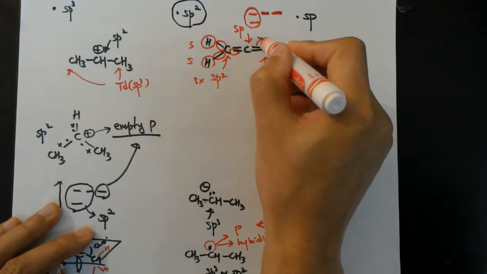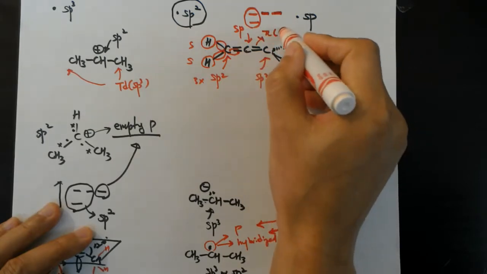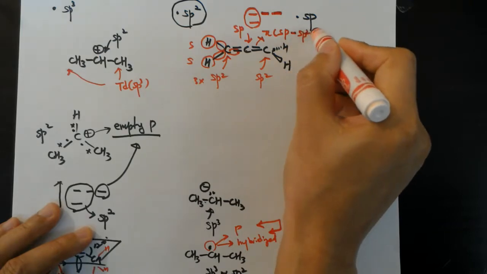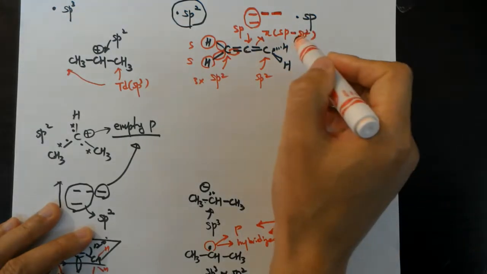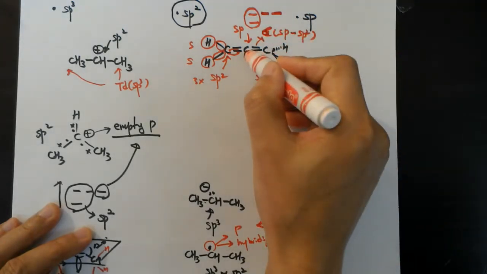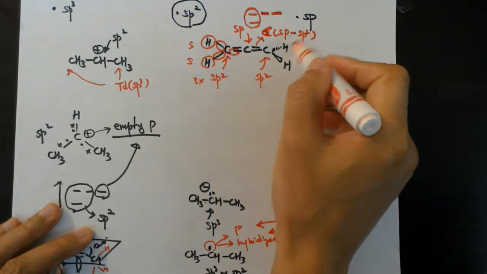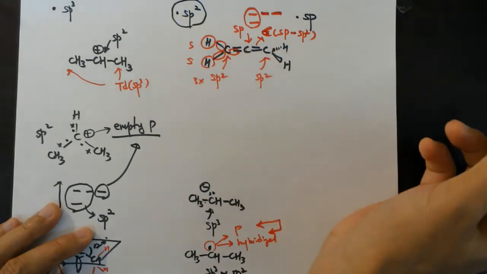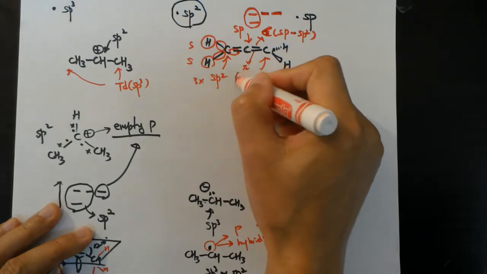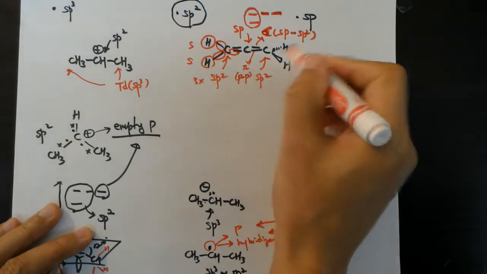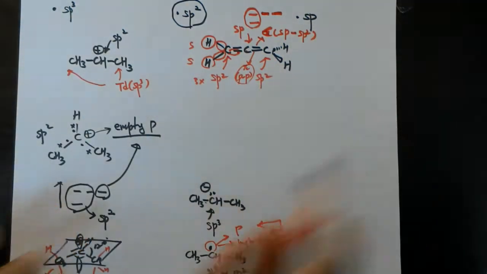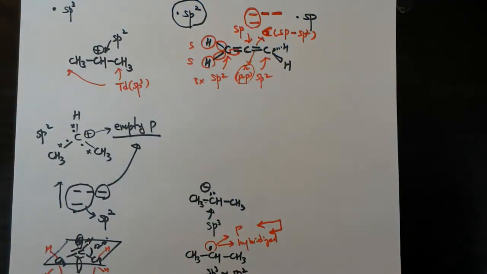So this pi bond here is made by sp of the central carbon and sp2. I'm sorry, the sigma bond, I meant. The sigma bond is made by the sp of the central carbon and the sp2 of the terminal carbon. However, the pi bond is made by the p of the central carbon and the p of the terminal carbon. So you see, it's not always the case.